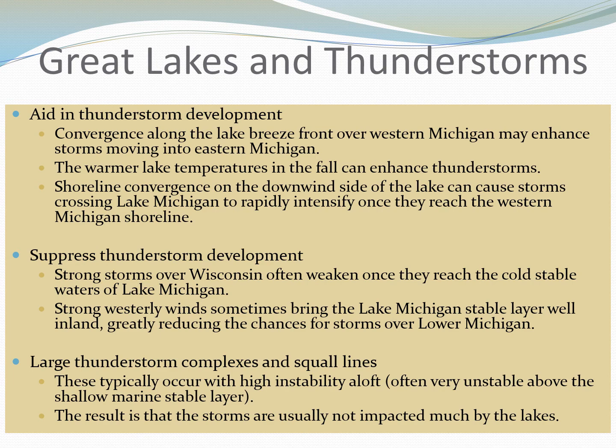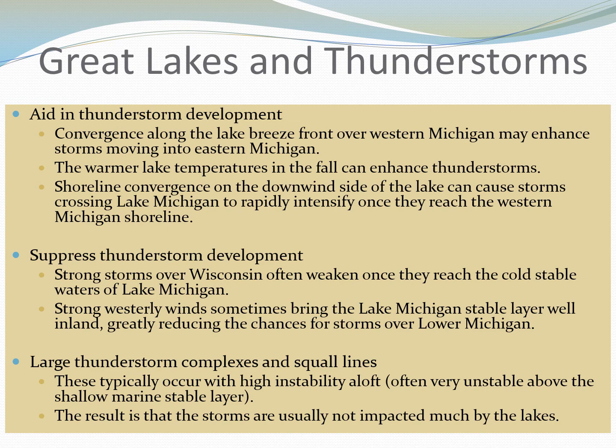Next, the warmer lake temperatures in the fall can enhance thunderstorms by giving them an added boost of moisture and heat. And the shoreline convergence on the downwind side of the lake can cause storms crossing Lake Michigan to rapidly intensify once they reach the western Michigan shoreline.